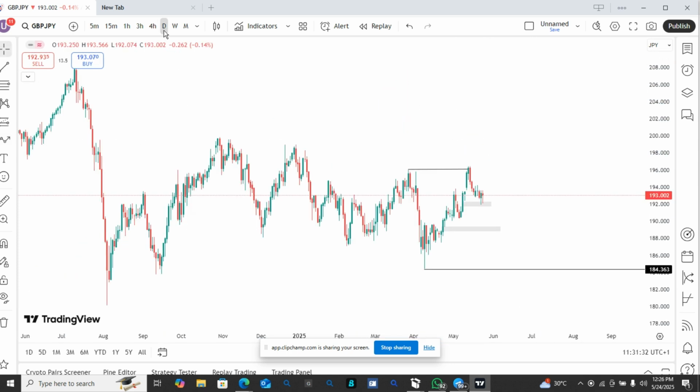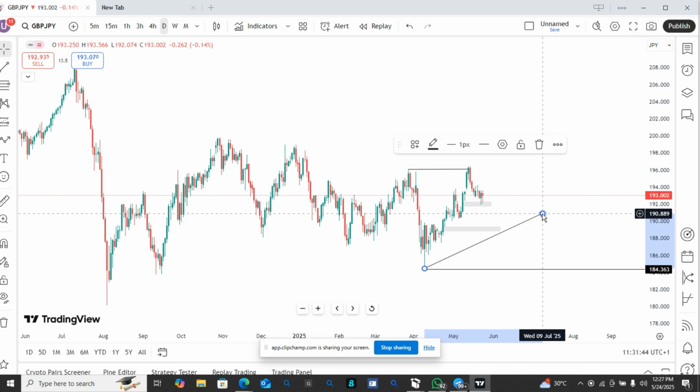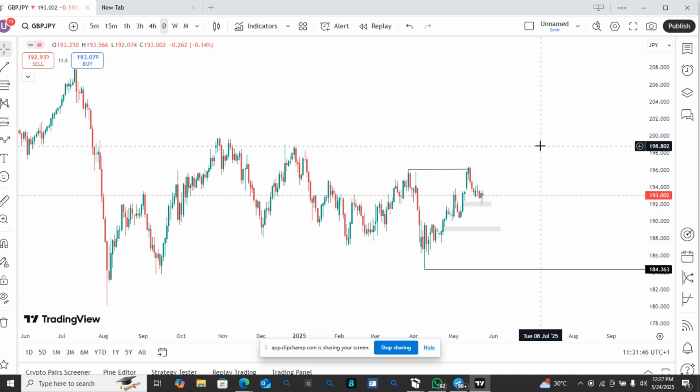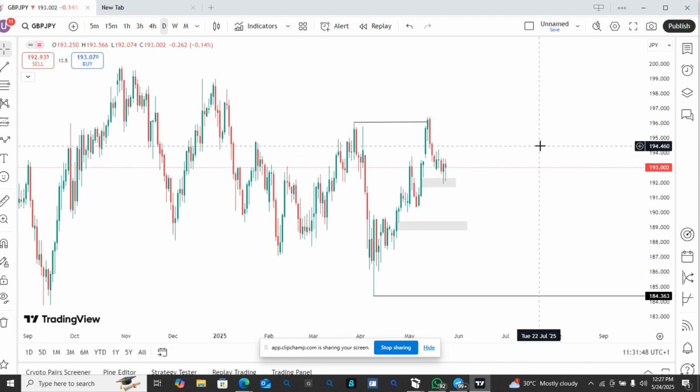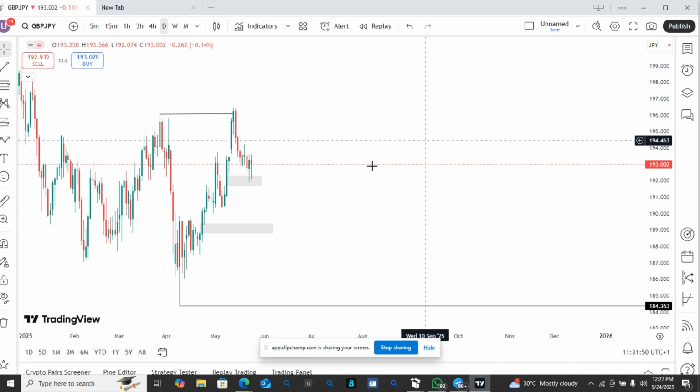All right, so this is the daily time frame. On the daily time frame, notice clearly that price has broken and closed above this zone. We've closed above this zone. Okay, signifying what? That buyers are still in control. You can see it clearly, signifying that buyers are still in control.